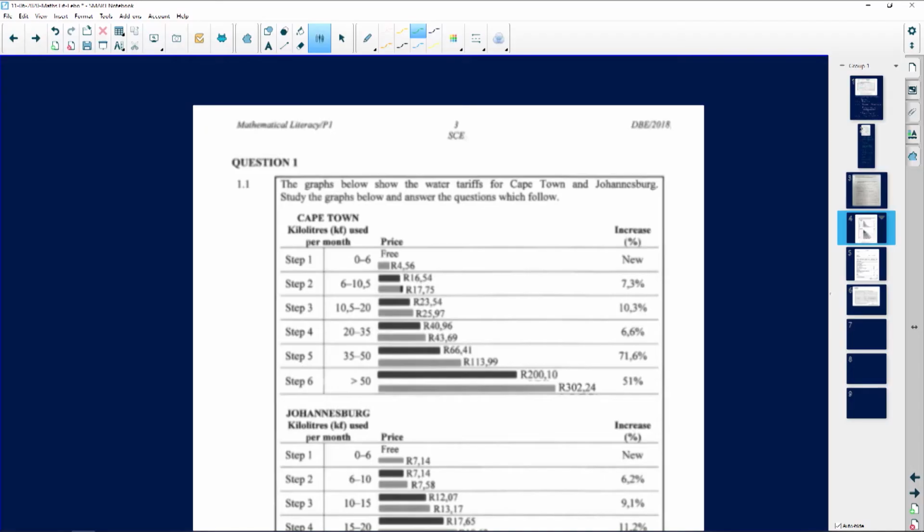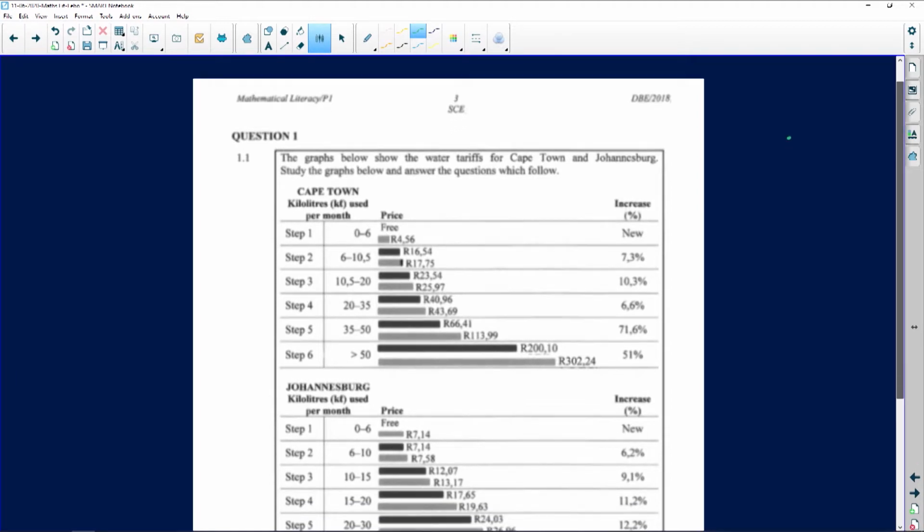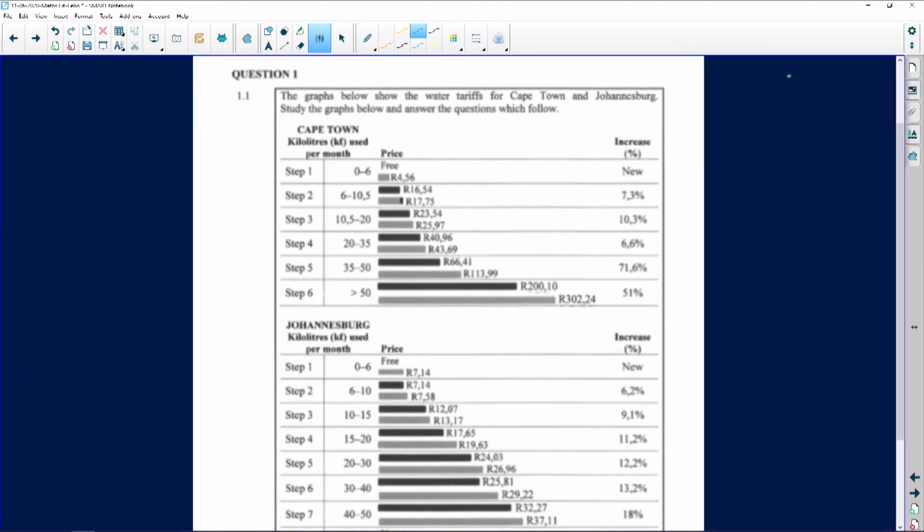The tariffs that I am moving to is a graph that we are given, and it says the graphs below show the water tariffs for Cape Town and Johannesburg. Study the graphs, and basically every question that we're going to be answering is based on these two. We've got Cape Town over here, and we do have Johannesburg over there. So we will be comparing the two graphs.